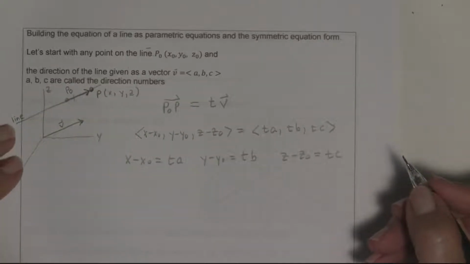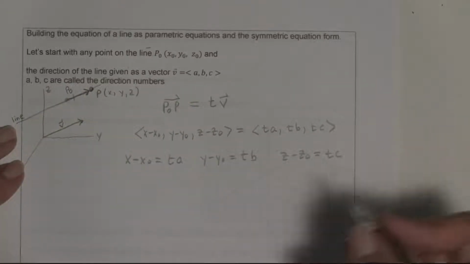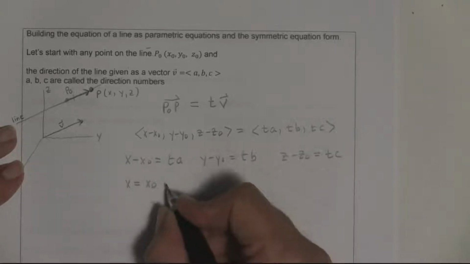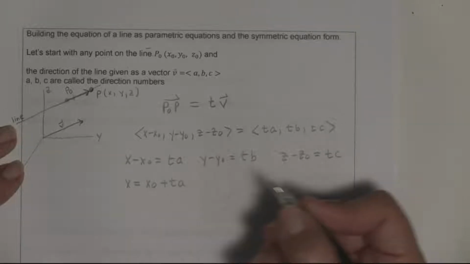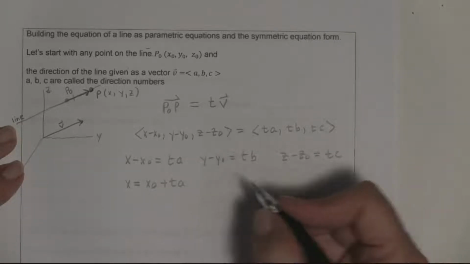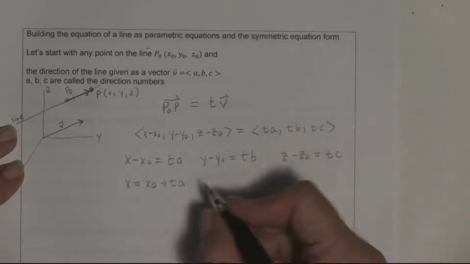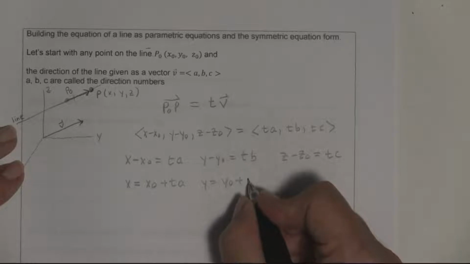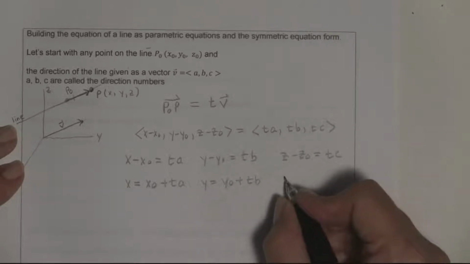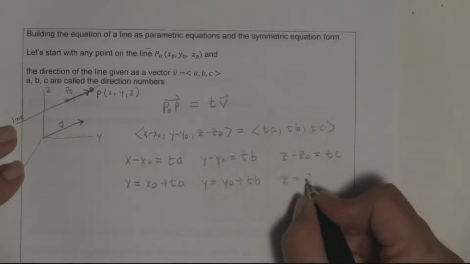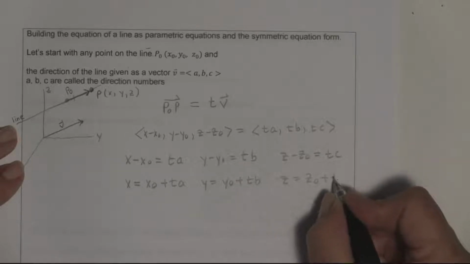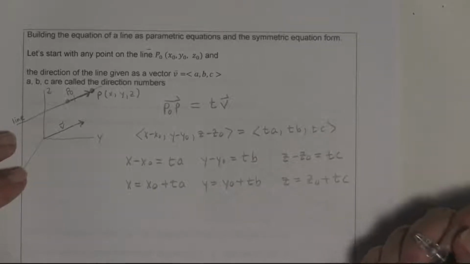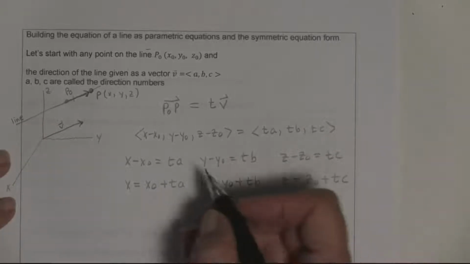And then my plan is to solve for x, solve for y, and solve for z. So I get x equals x naught, if I add x naught to both sides, plus TA. And you could also put AT, it doesn't matter at all. And y equals y naught plus TB or BT, whichever makes you happy, and z equals z naught plus TC. So we did a lovely job on that, and actually these are the parametric equations of our line.